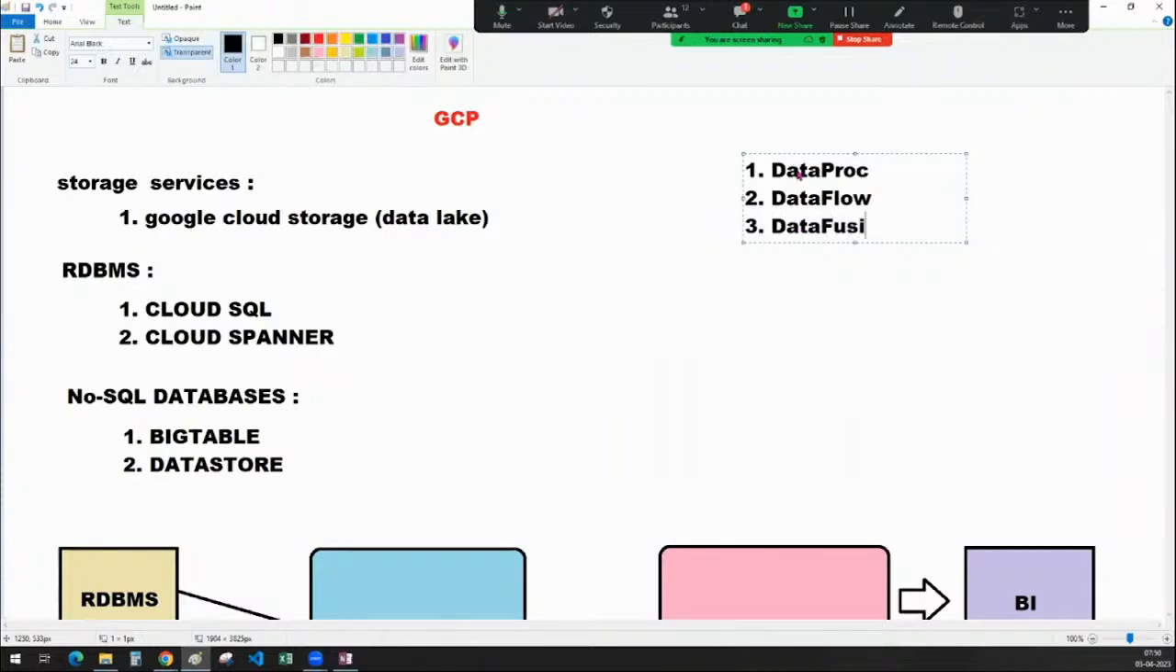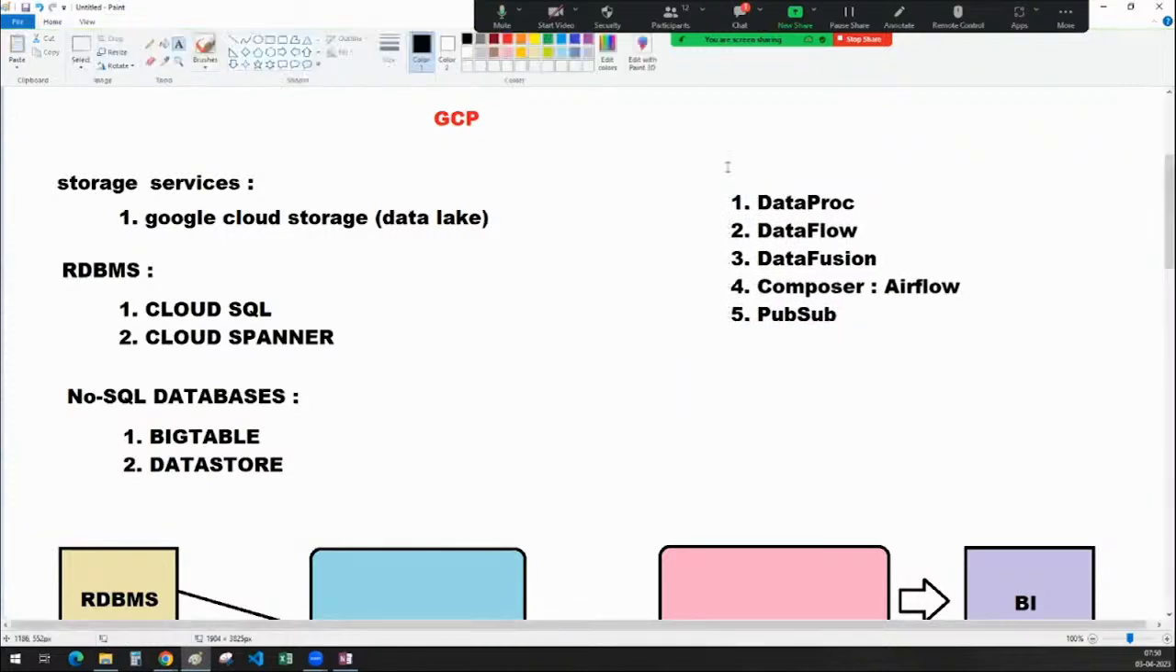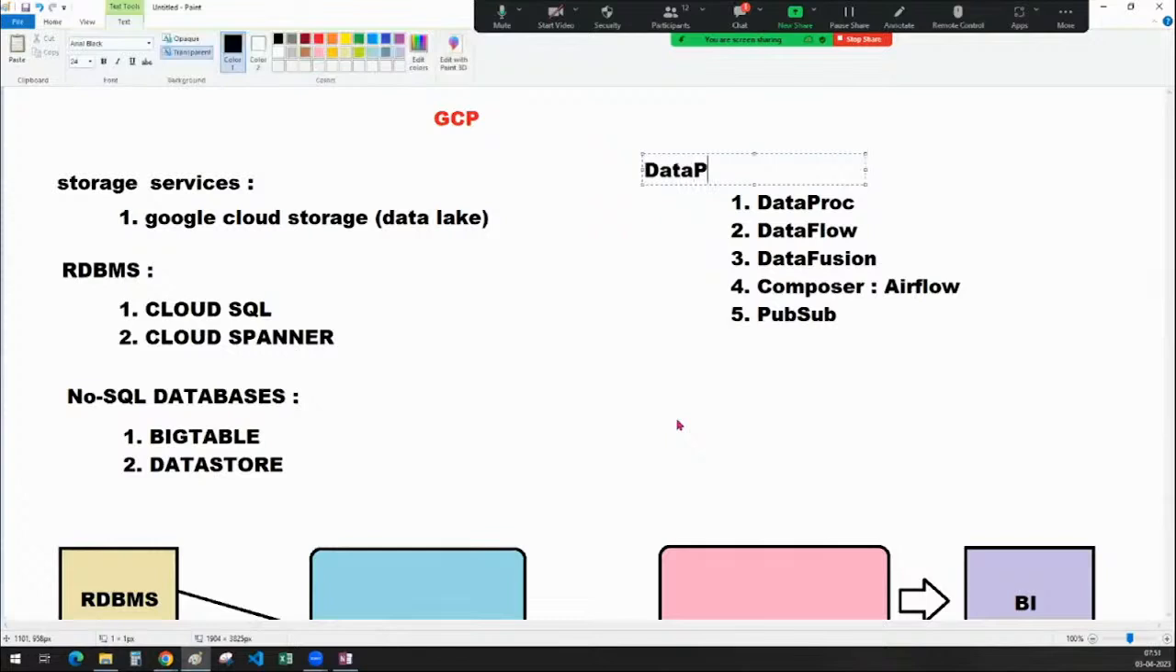Data Fusion for creating data pipelines without writing any code. One more is Cloud Composer, nothing but Airflow, a managed Airflow instance, guys, for creating DAGs. It is a workflow orchestration tool where you create DAGs with the help of Python coding, guys. Very important tool. And so these are the data processing systems that you are going to learn in our session, guys. So this is what I call data processing tools in GCP.